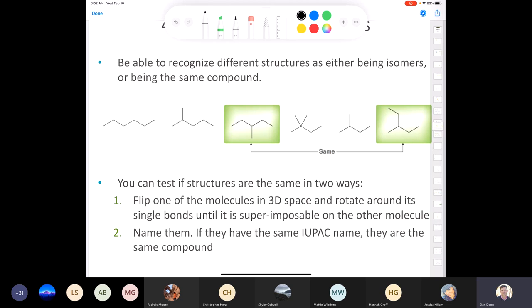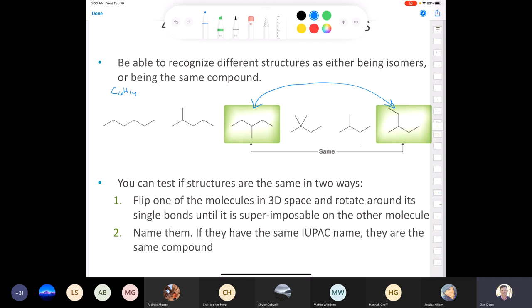Now here we have C6H14. All of these compounds are C6H14, but we have a few different isomers. The ones that aren't highlighted, this one, this one, this one, and this one, those are all constitutional isomers of each other, and this is a constitutional isomer of it as well. But you need to be able to recognize the fact that these two compounds are identical. These are not constitutional isomers.